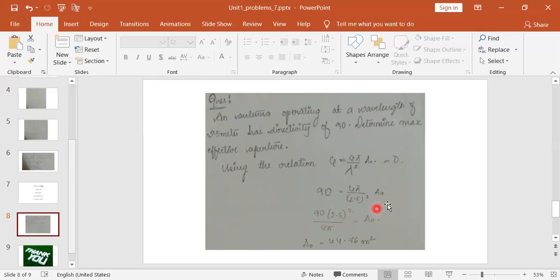So this value you can directly calculate. This is 4 pi by 2.5 whole square into A naught. So if you simplify this, you will get A naught as 44.76 meter square. So this is the effective aperture.